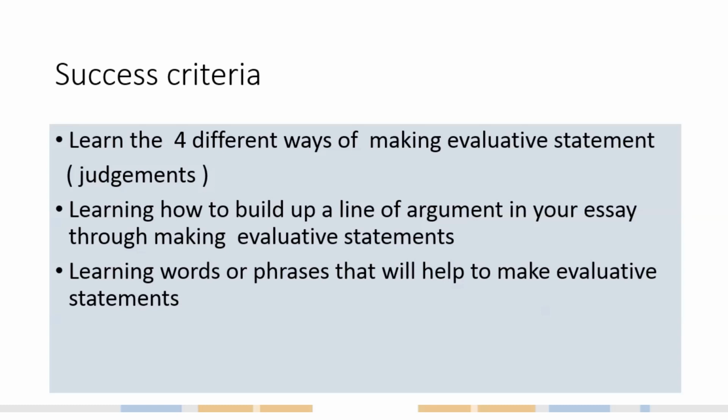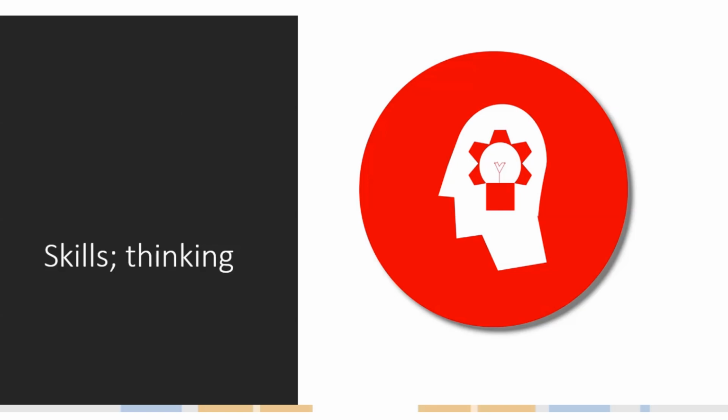So what we're going to be looking at today then is different ways of making evaluative statements. There are 4 altogether, and the evaluative statements will help you build up a line of argument in your essay, and we're going to be looking at words and phrases that will help you make evaluative statements. So the skills that we're going to be using, first of all, the thinking skill. You have already thought about your main line of argument, which you believe is the most important factor why women got the vote. But you're going to be looking as well at making a judgment about the importance of each of the factors.